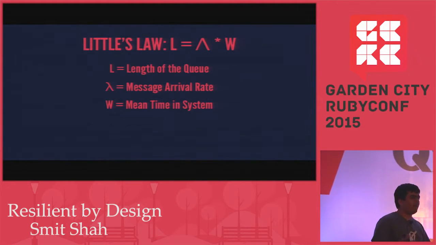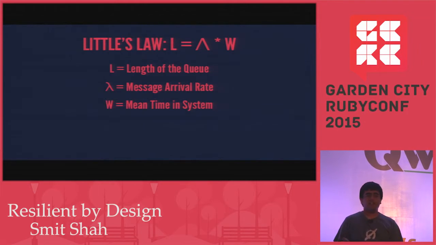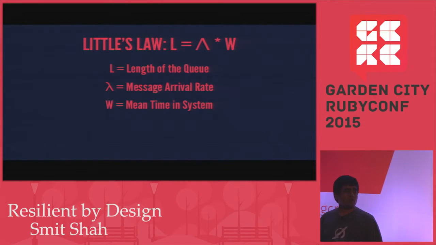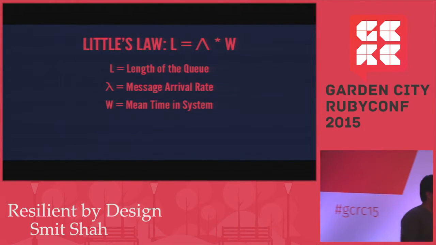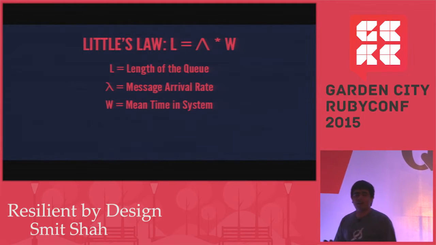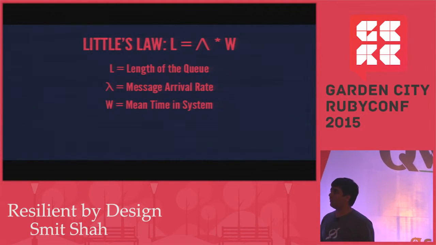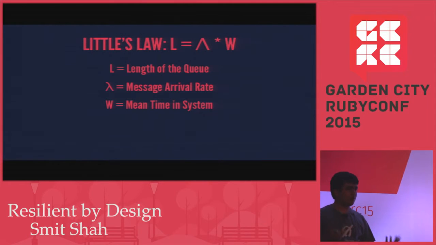So now think about it. If you're not failing fast, and there's something wrong with your server or the service you're talking to, your mean time in the system is going to shoot up. It's going to be very high, which means your length of the queue is going to increase over time.